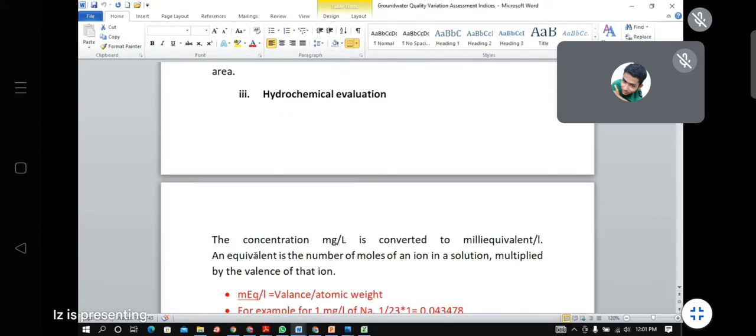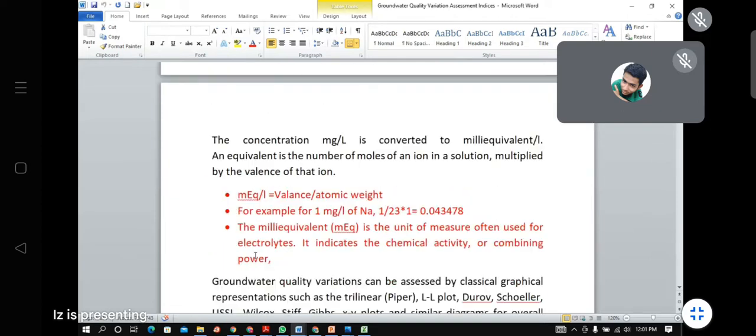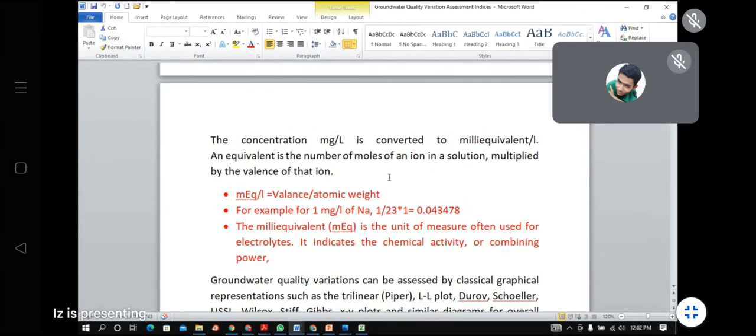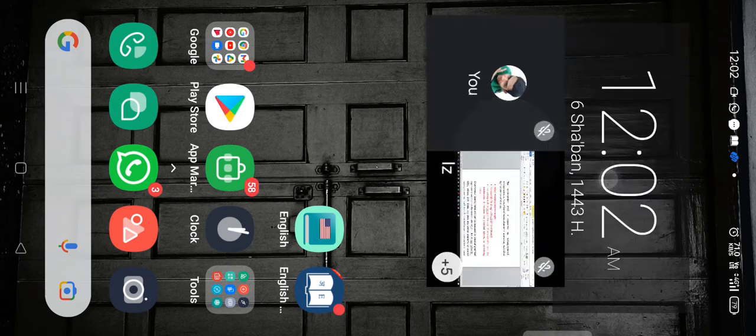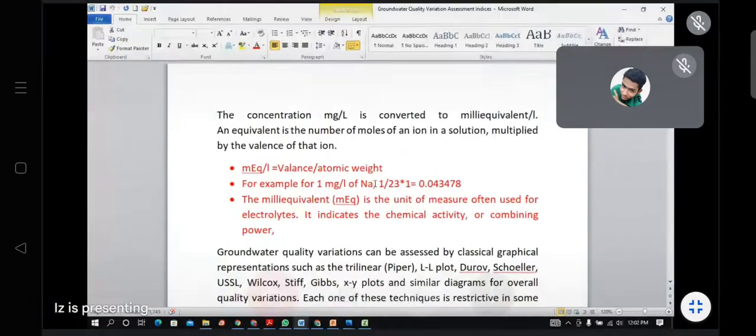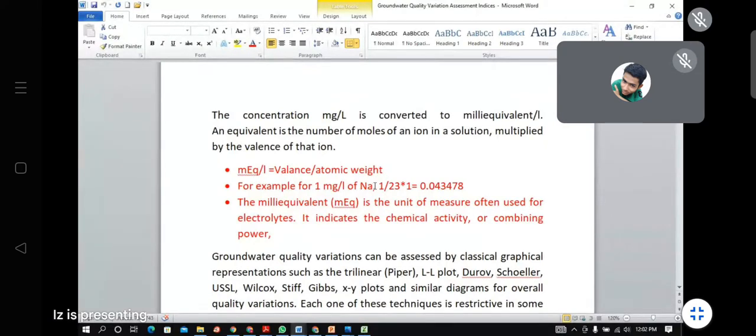Again, in this groundwater quality reporting, we go for hydrochemical evaluation. For hydrochemical evaluation, we need to convert the data from milligram per liter to milli equivalent per liter, right? That conversion is done with a conversion factor, and the conversion factor comes from the valency divided by atomic weight.